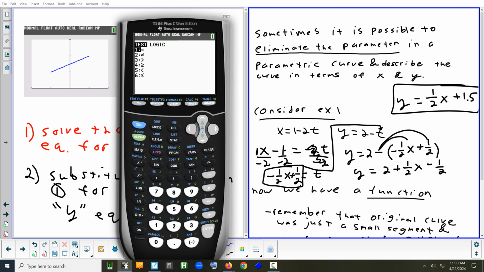Second test, 6. I don't think you can do both in the same one, like a conjunction. I've tried that before and it didn't work. So you have to put each one separate. So this tells the calculator, draw this from here to there. Perfect. Now, does it look the same? Yep.